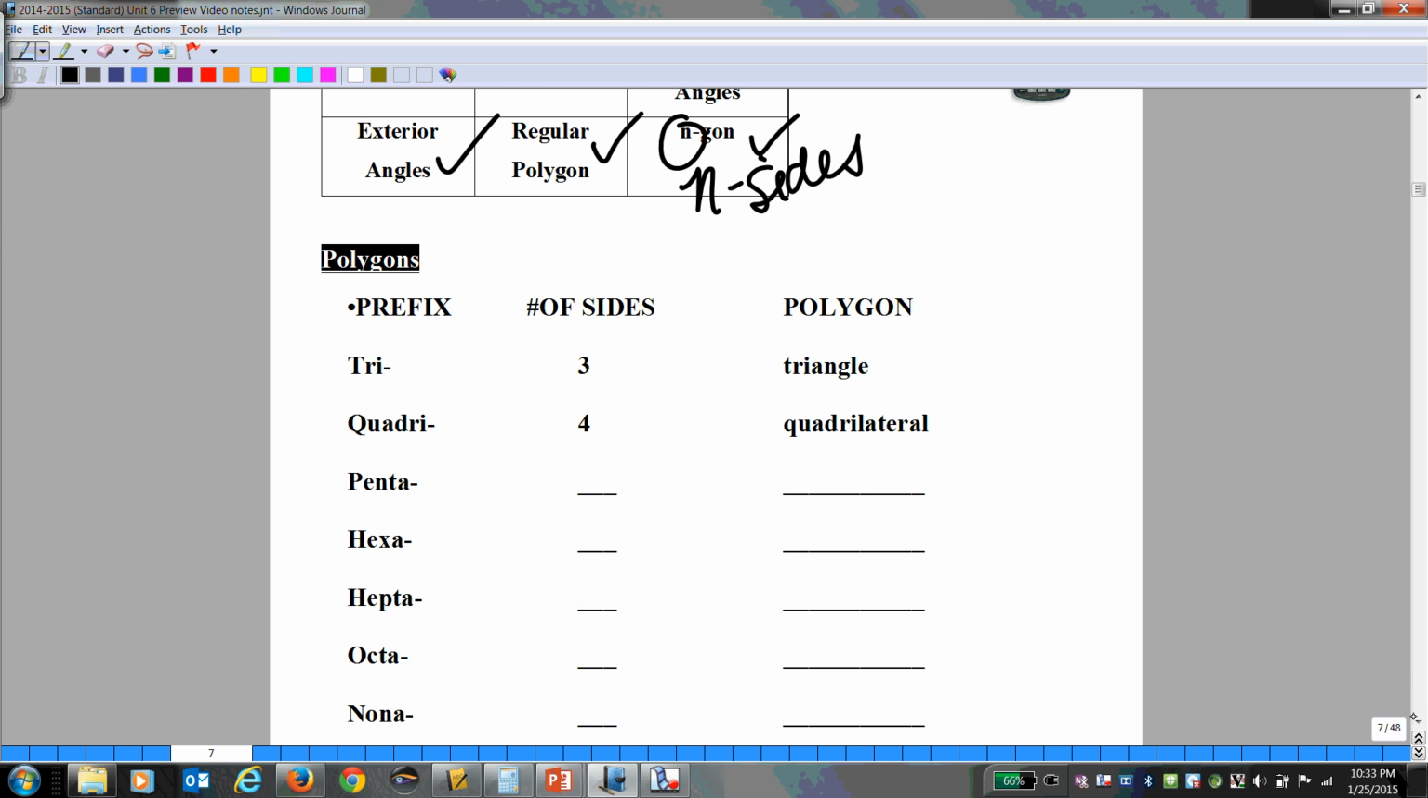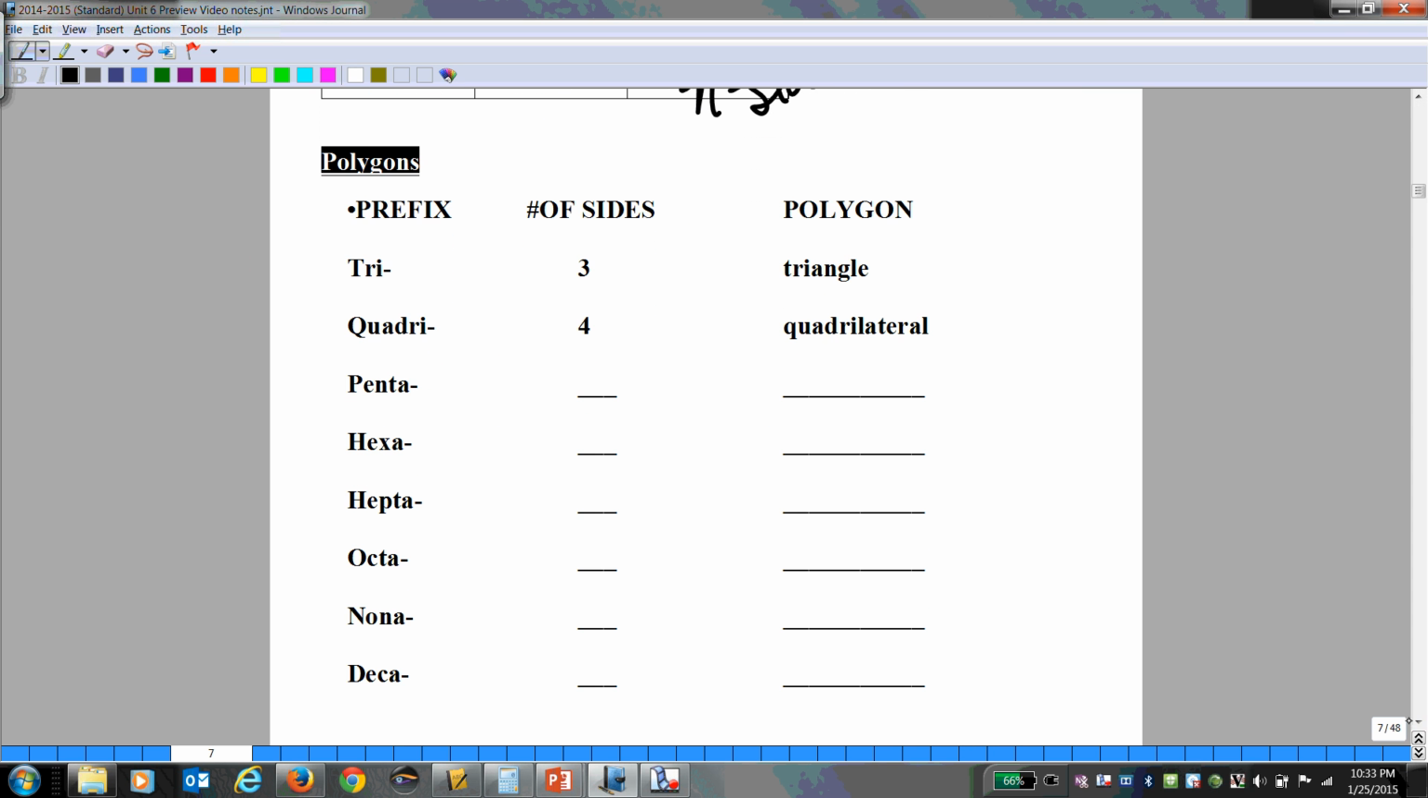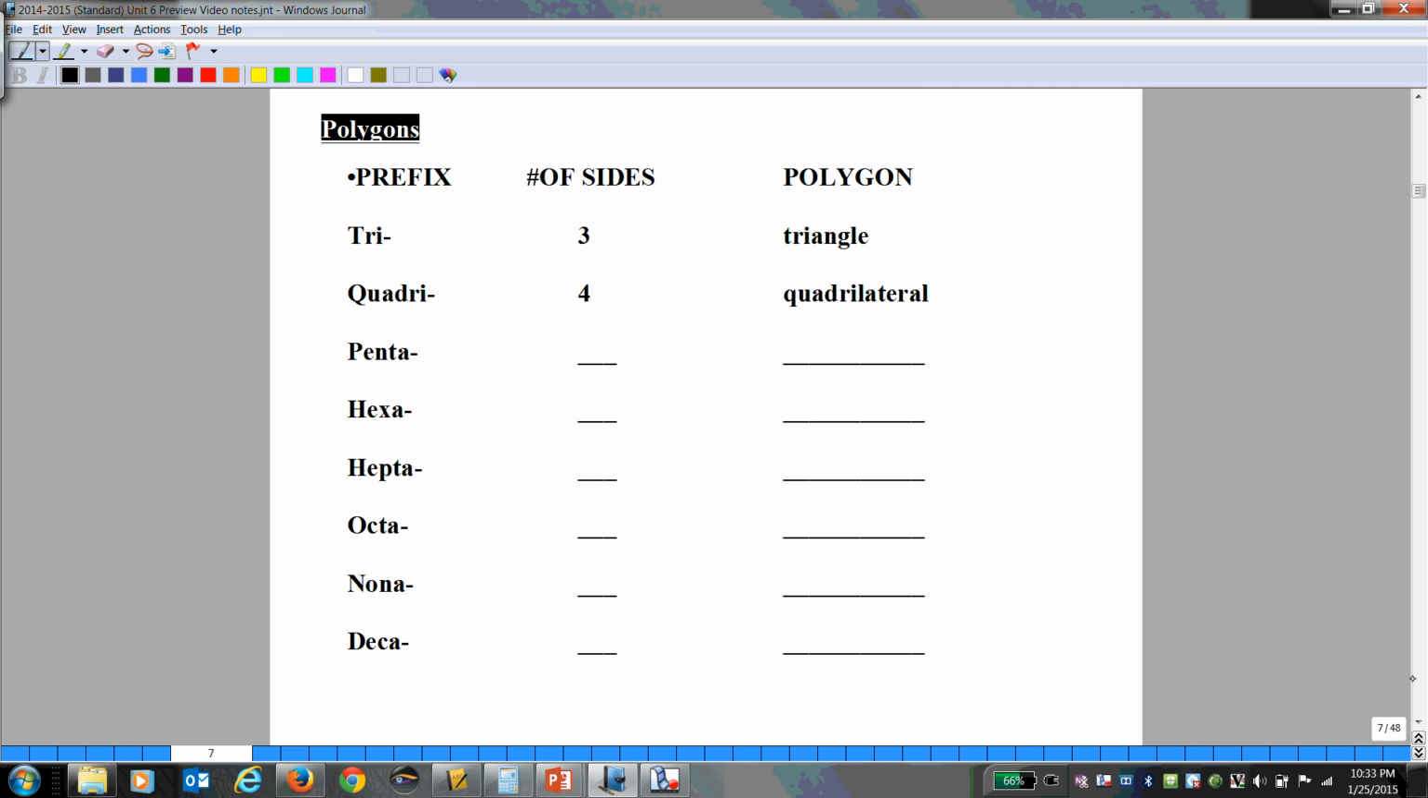Ready? Go down this list and see how many of these you can fill out. For example, the prefix tri means 3, and the polygon with 3 sides we call a triangle. Quadri is the prefix for 4, and that's where we get the quadrilateral. See if you can fill out the rest of those. I'll pause about 30 seconds. You should have hit the pause button to fill these out.